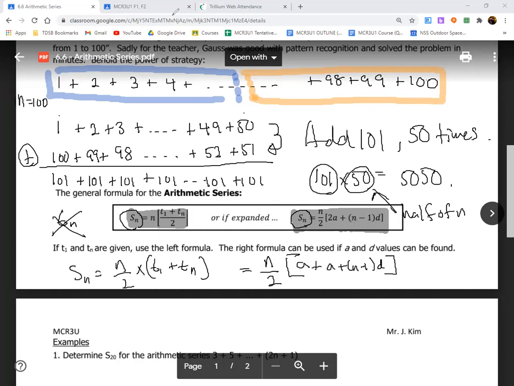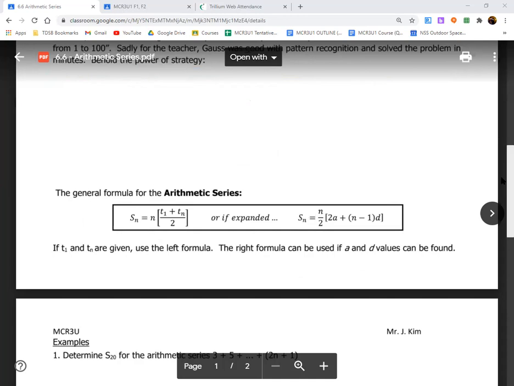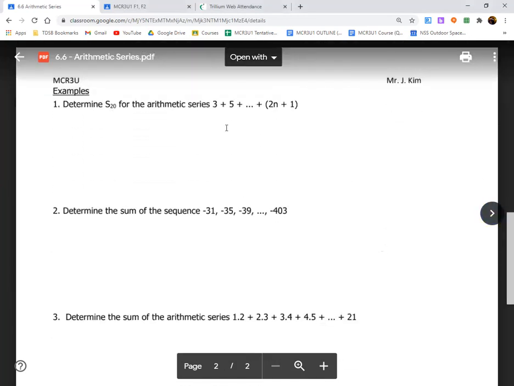To finish my explanation, I'm going to do one example, and I'll stop to see if there's anyone who has questions, and then we'll try some of the other questions on the back. All right? So bear with me. I'm going to do one more explanation by doing a question together. Determine S20, in other words, the sum of the first 20 terms of the arithmetic series.